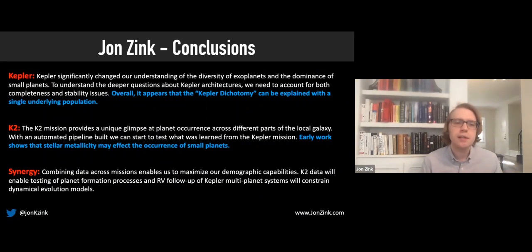So I will leave up my conclusion slides, just highlighting a few things. For Kepler, we talked about the Kepler dichotomy and how we can explain it with a single underlying Poisson distribution now. We don't need this second distribution. And also with K2, some of our early evidence shows that stellar metallicity does have an effect on the occurrence of small planets. We already had an idea that this was important for large gaseous planets, but we're now seeming to find that metallicity is also super important for small planets as well. These sub-Neptunes and super-Earths also appear to have some link to metallicity. Again, more data to come in the near future with that. And we're really excited to test out these ideas.